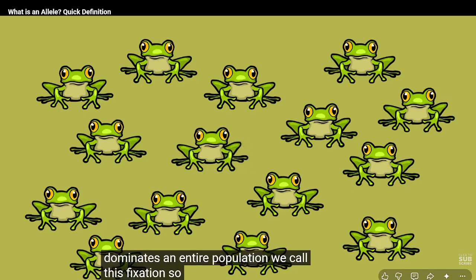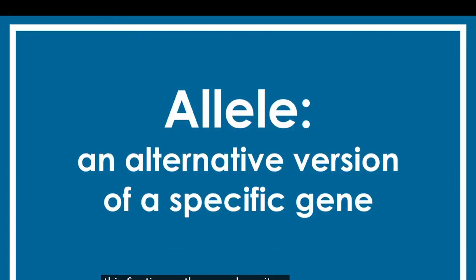You don't need to know that word. So there you have it. An allele is an alternative version of a specific gene. I'm John Perry, and that was a quick definition of an allele, stated clearly.